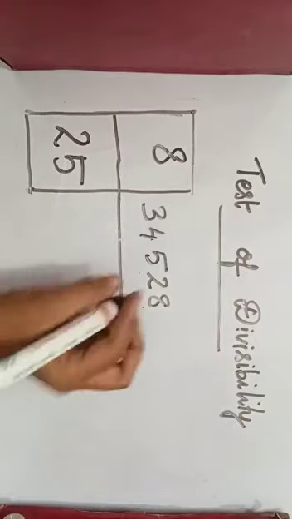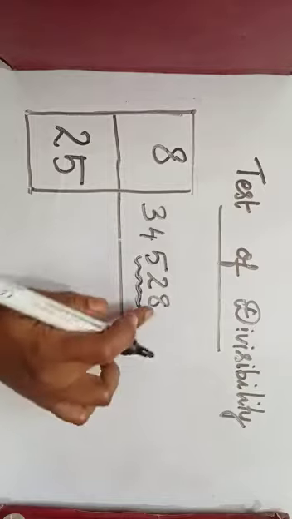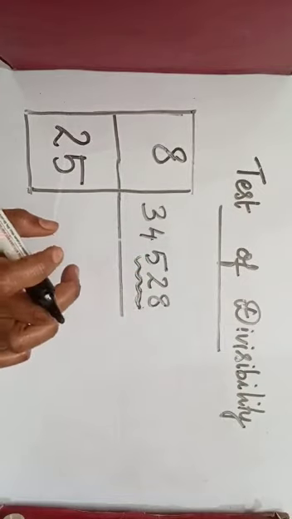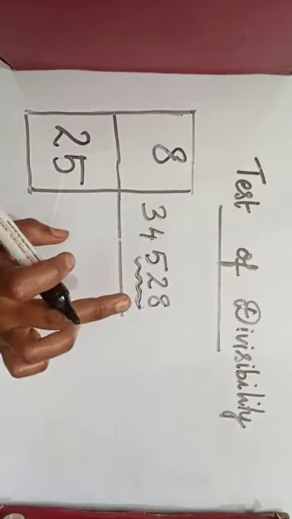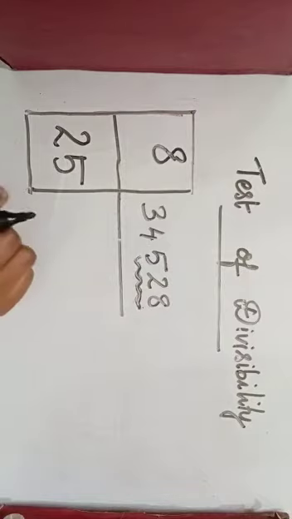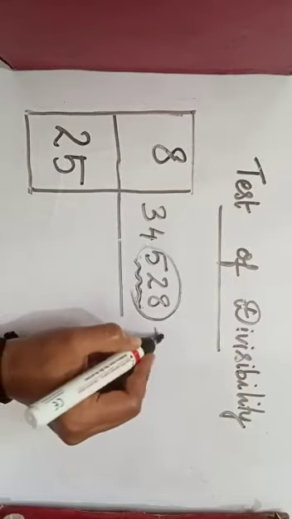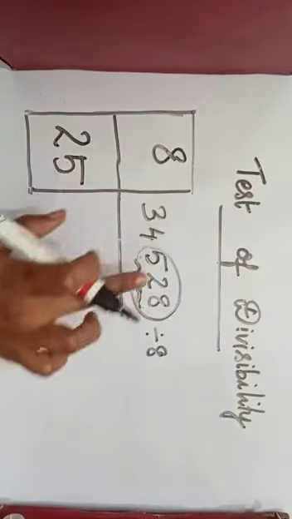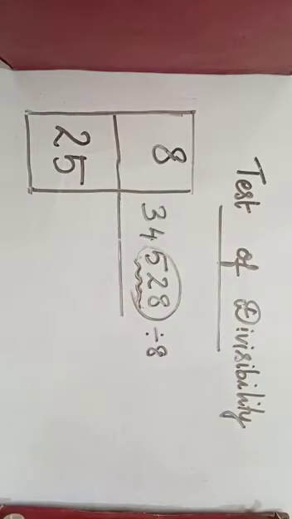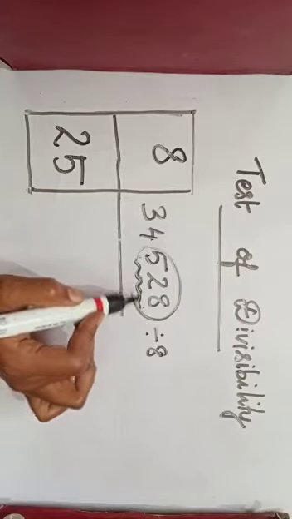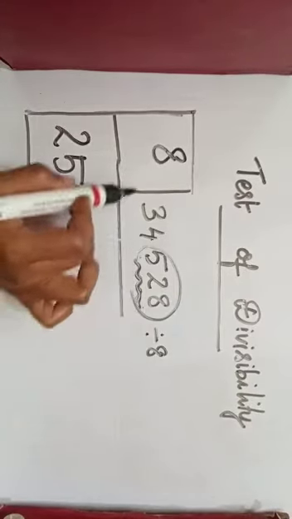We can take the last 3 digits of this number, the ones place, tens place and hundreds place of the number 34,528. And we can check whether this number 528 is divisible by 8 or not. If the number 528 is divisible by 8, we can say that the whole number 34,528 is divisible by 8. If the last 3 digits of the number are divisible by 8, we can say that the whole number is divisible by 8.